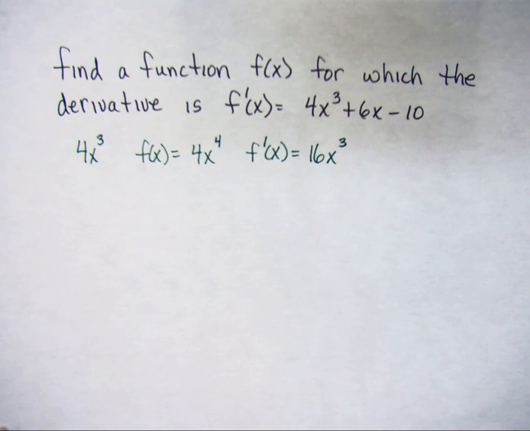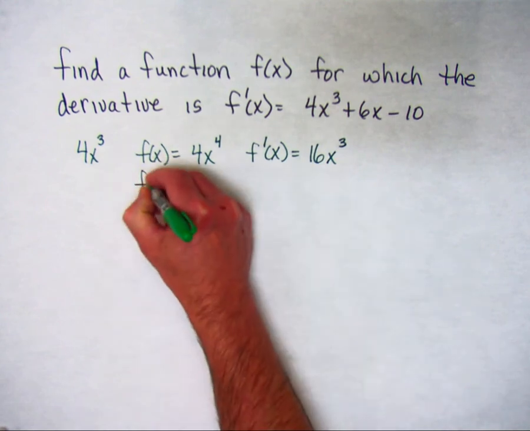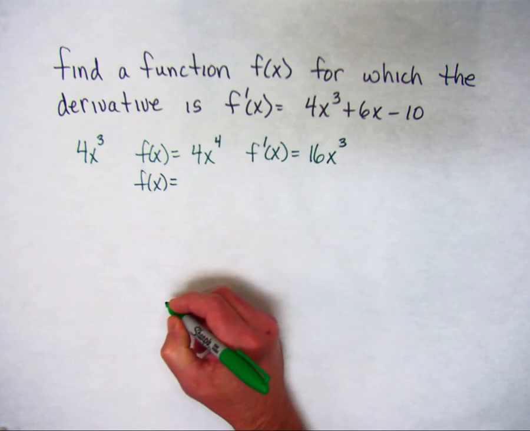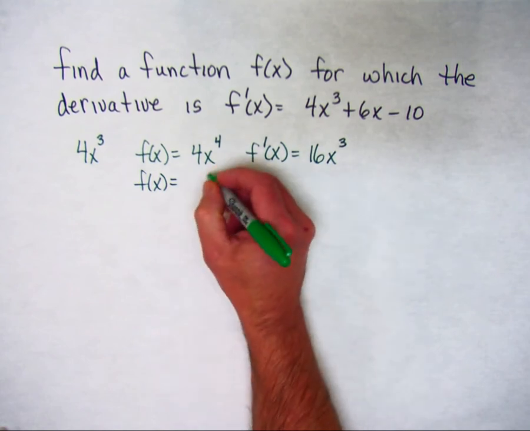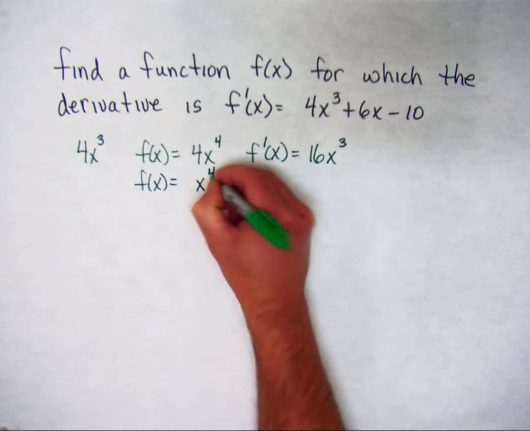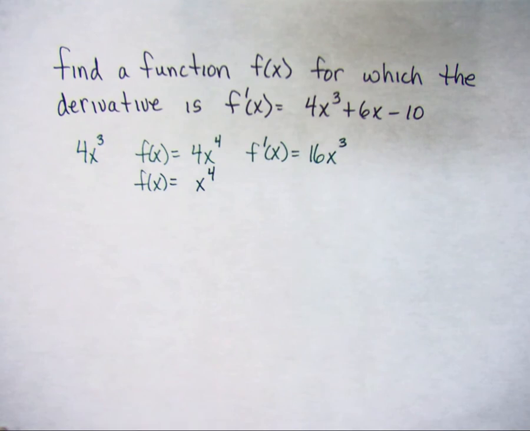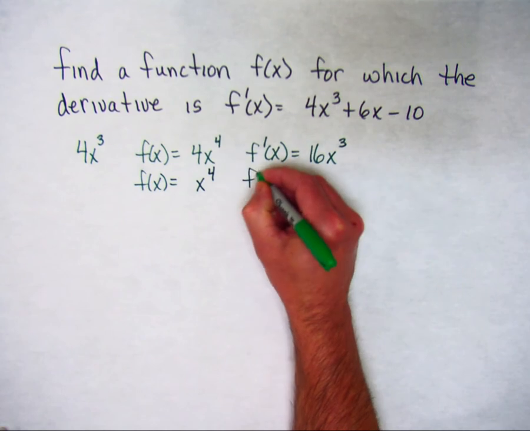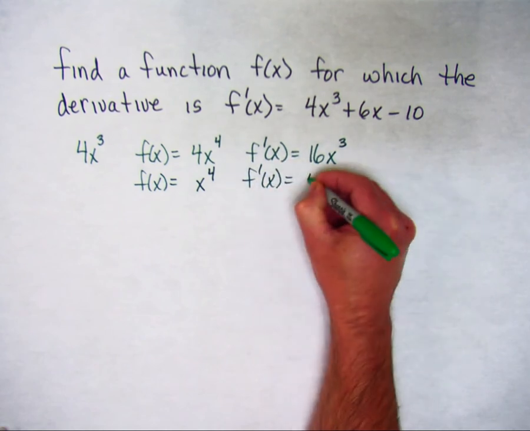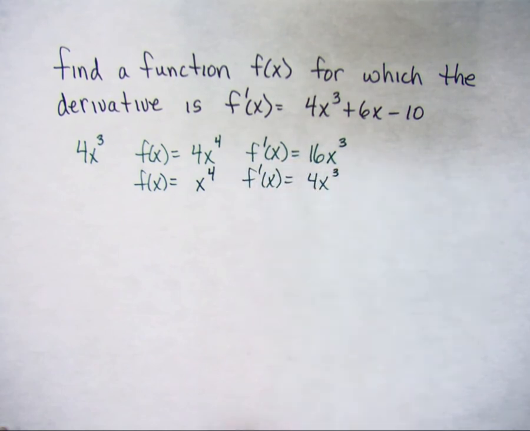So what I should have done in my initial guess, instead of having 4x to the 4th, I should have divided by 4. So my initial guess, I'm now going to just tweak it a little bit, and I'm going to make my initial guess x to the 4th. Now when I take the derivative f prime, I get the result that I want. This is called integration by sight, or simply by trial and error.